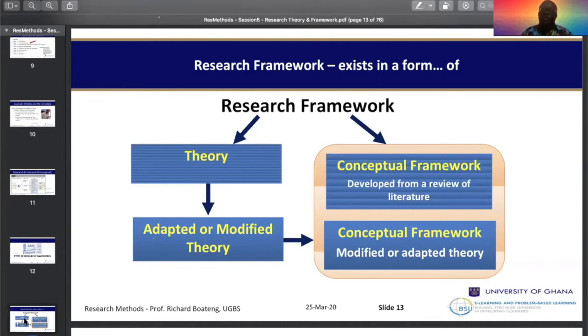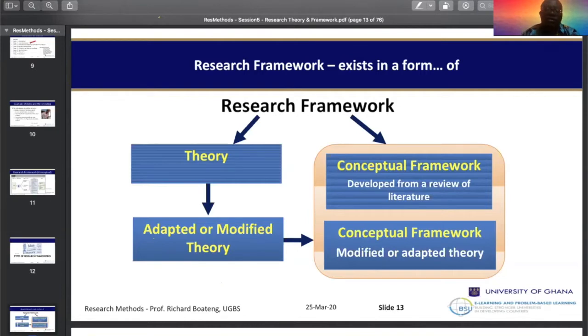So because it's a postulation, or a hypothesis, or your suggested perspective of what could happen in the relationship that exists between variables, we actually say that you have left a theoretical state to a conceptual state, or an abstract state, in which you are now going to apply. You are suggesting that these relationships could occur.